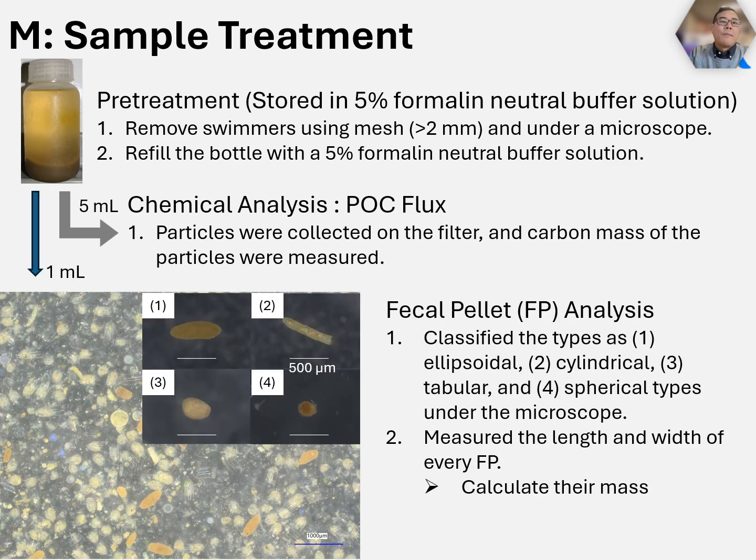The other 1 ml of solution with particles was observed under the microscope for fecal pellet analysis. The fecal pellets were classified into 4 types, that is, ellipsoidal, cylindrical, tabular, and spherical types. All of the fecal pellets' lengths and widths were measured, and their carbon mass was calculated.